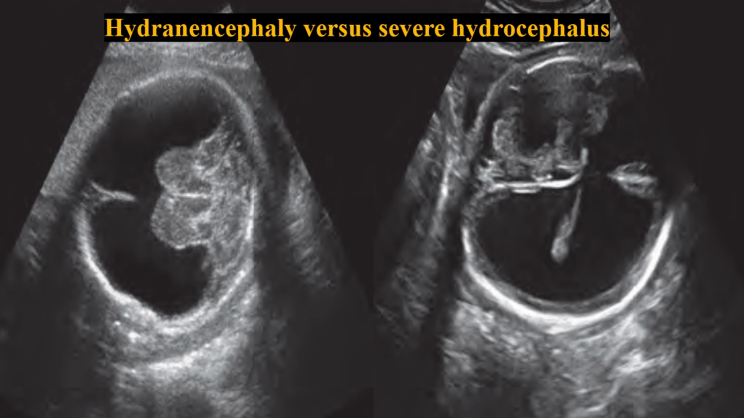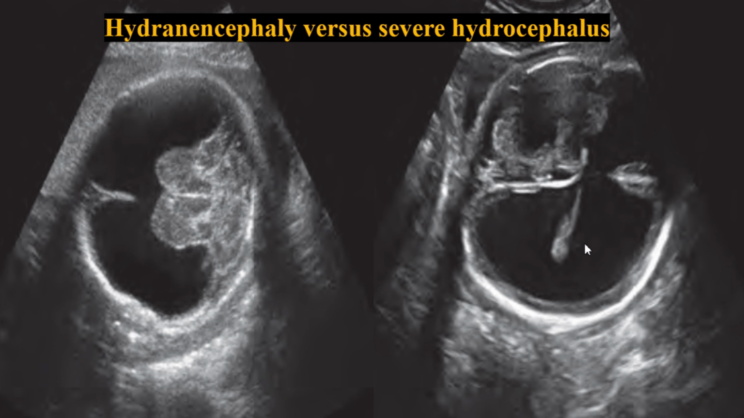The presence of a thin rim of preserved cortical tissue peripherally distinguishes severe hydrocephalus from hydranencephaly. Here we can see the coronal image of the fetal head at 28 weeks gestation, and it demonstrates a large fluid-filled cavity superior to the thalami. Here we can see the absence of a rim of cortical tissue, and it helps to distinguish hydranencephaly from severe hydrocephalus.